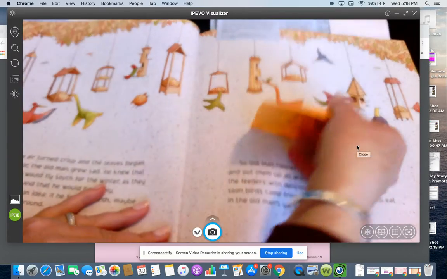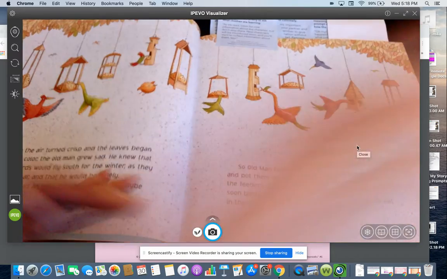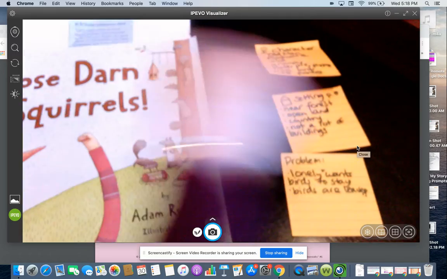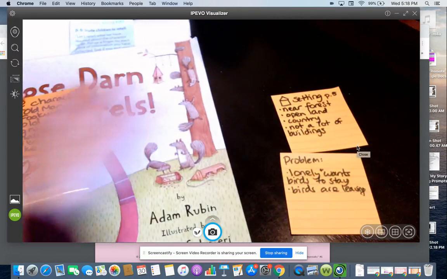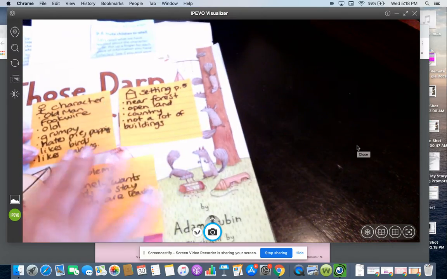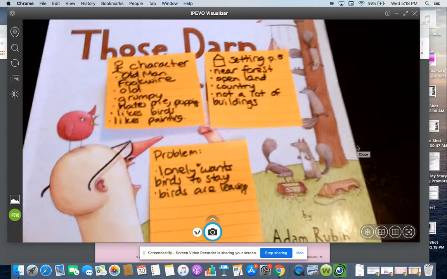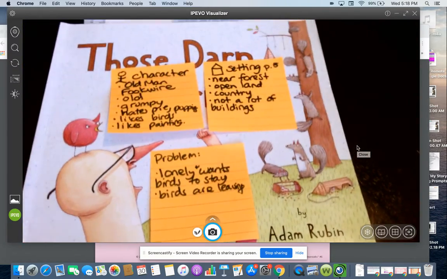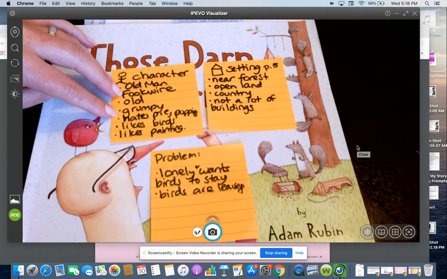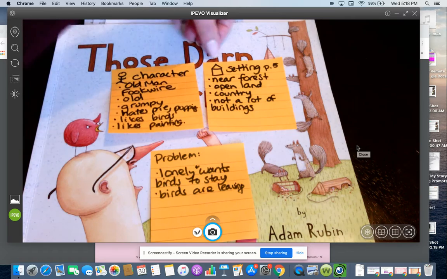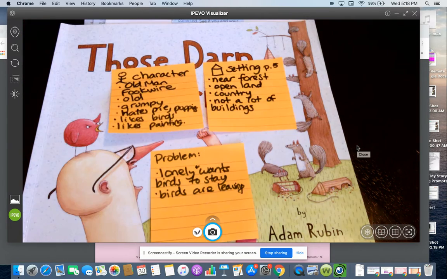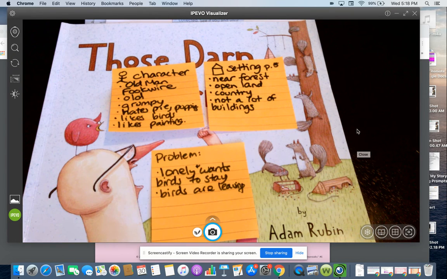So, readers, when you're doing your reading, I would like you to try doing the same thing. And then you have your stop and jots to help you remember the important or the main things that are happening in the story. So, again, I can remember now with my stop and jots, go back who my main character is, what the setting of the story is, and what the problem is. And of course, as you continue reading, you would add on to that.